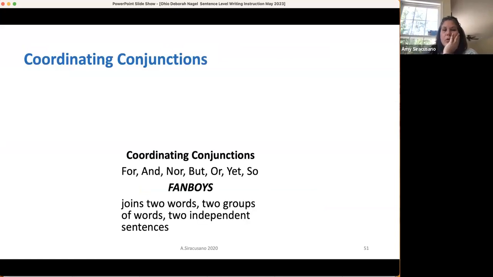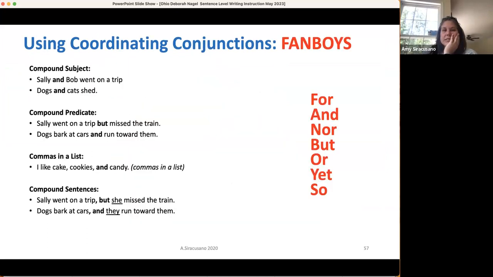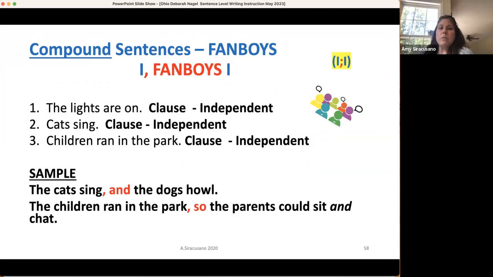Okay. So more on compound complex sentences. I kind of already went through these images. What teachers need to know is that using these coordinating conjunctions can help to create a compound subject, a compound predicate, right, where we have 2 do's in the sentence or 2 verbs in the sentence. It can create commas in a list, and we can have those compound sentences where we have 2 independent sentences combined with the conjunction. And when we think about this formula, we have an independent clause and a FANBOY, right?